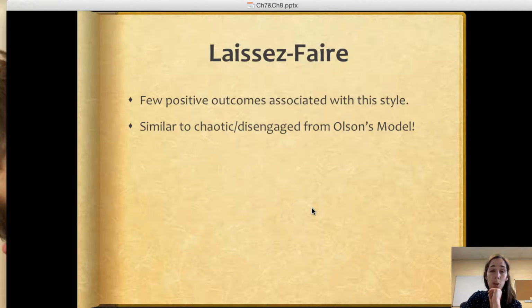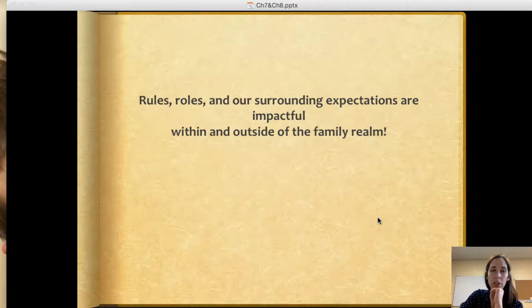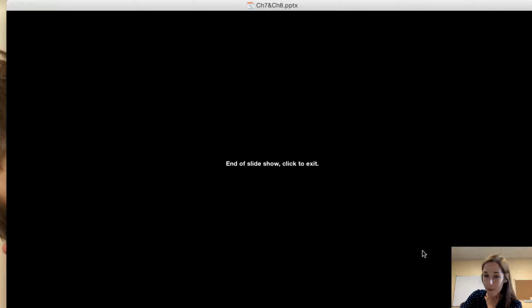Laissez-faire families are few and far between, and honestly, it's hard for us to get them to even participate because they're not involved in each other's lives. They don't really want to be involved in research. And they're very similar to those chaotic and disengaged families that we talked about when we talked about Olson's circumplex model. So, rules, roles, and our surrounding expectations are very impactful within and outside of the family realm. That's it.